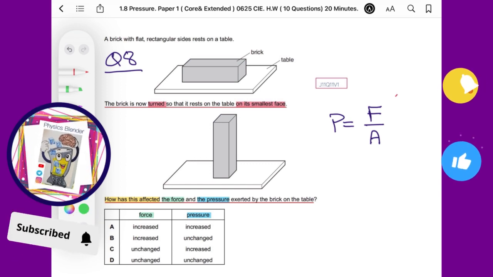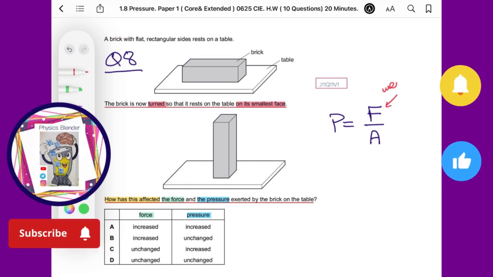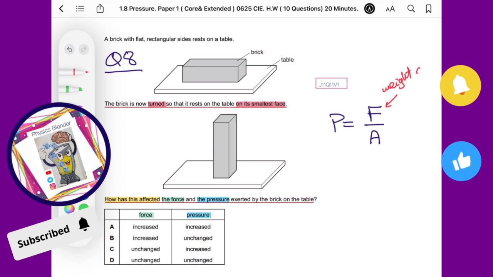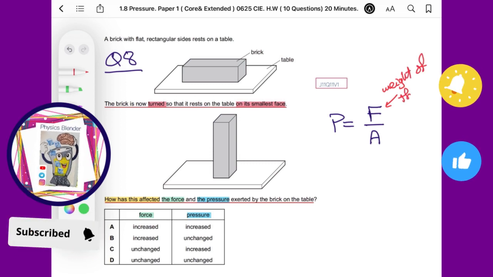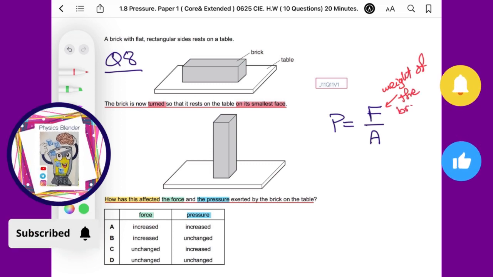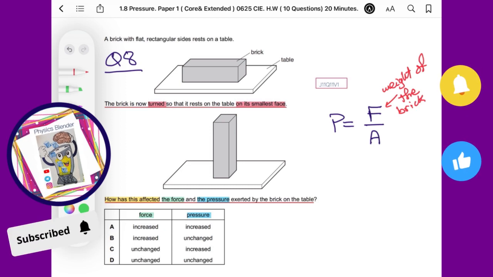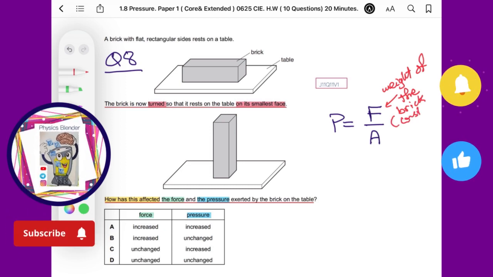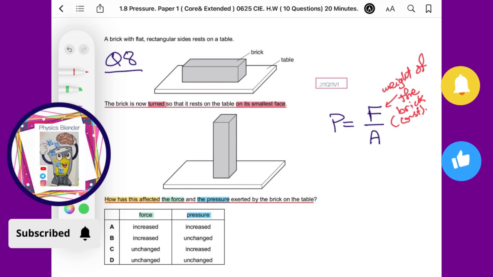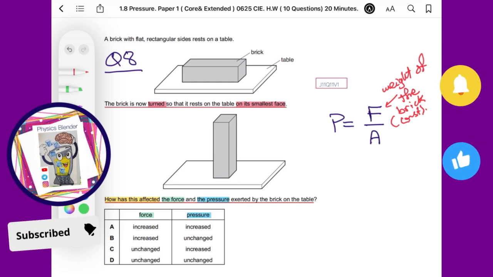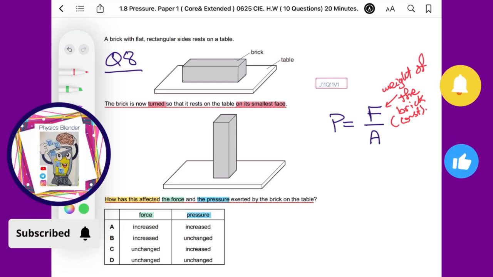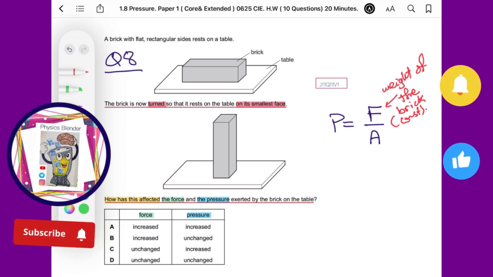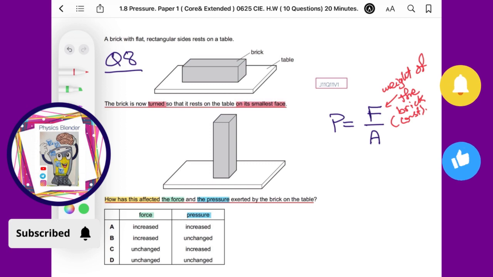We have here the weight of the brick. The weight of the brick here is constant, unchanged. We are looking for changes that take place when the brick is now turned.